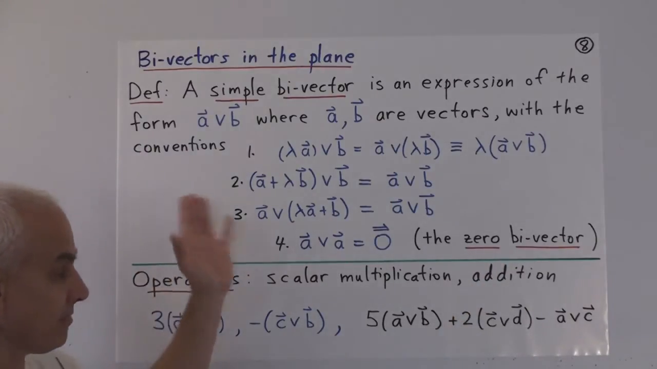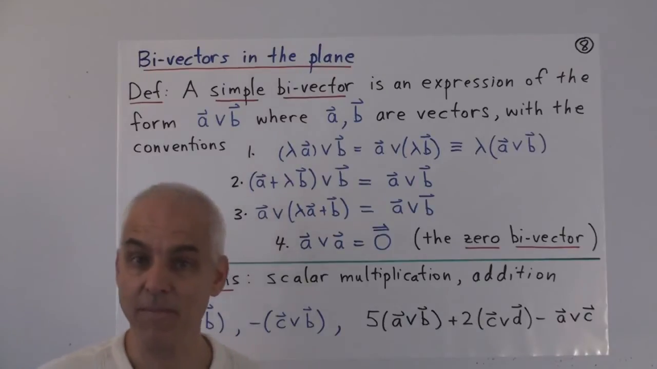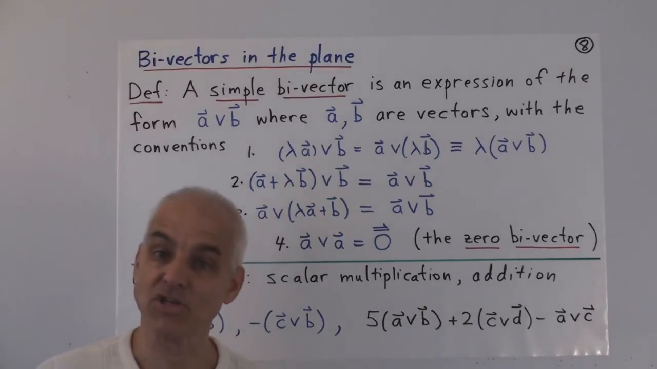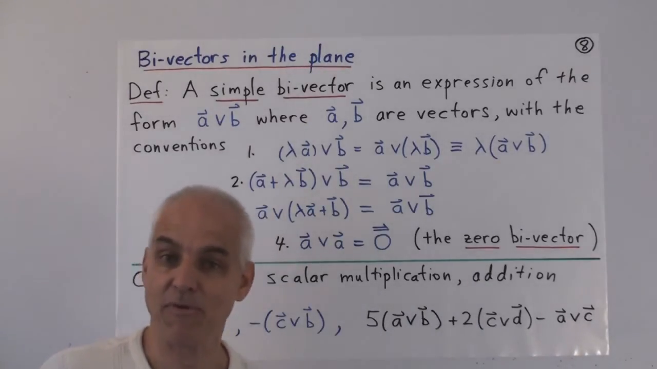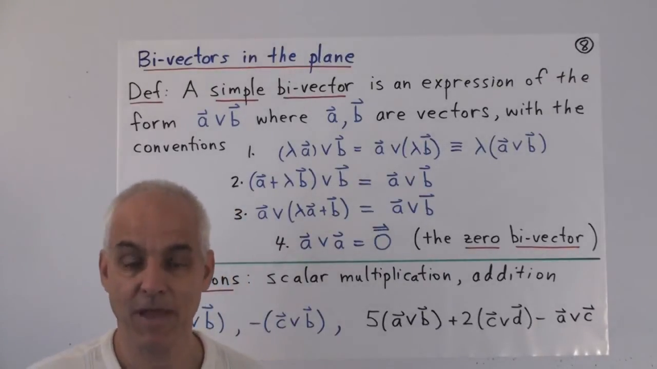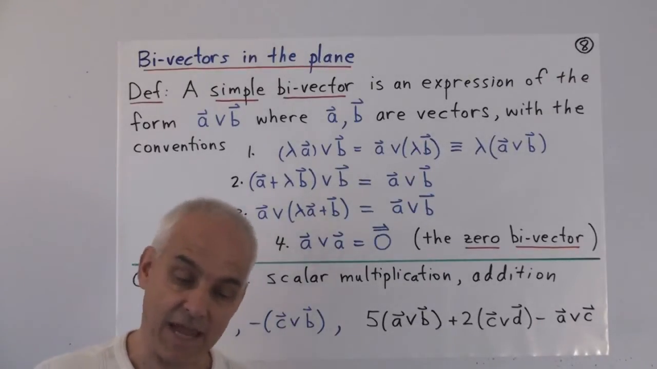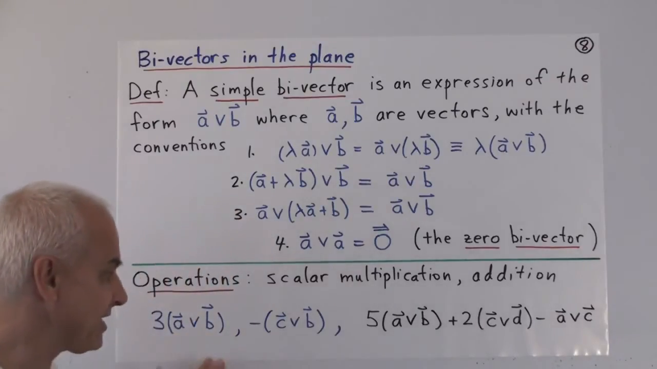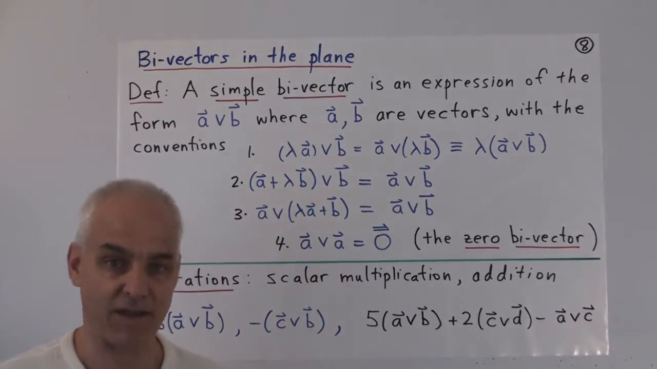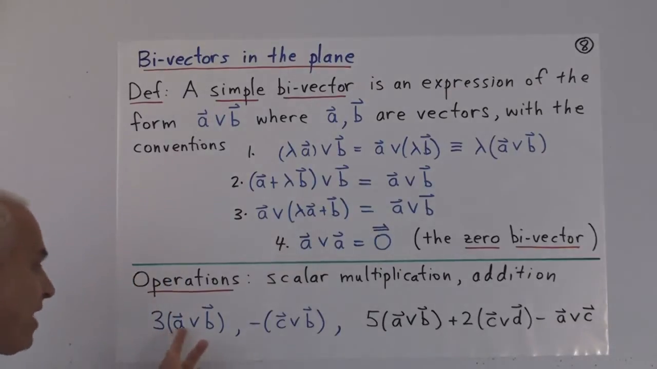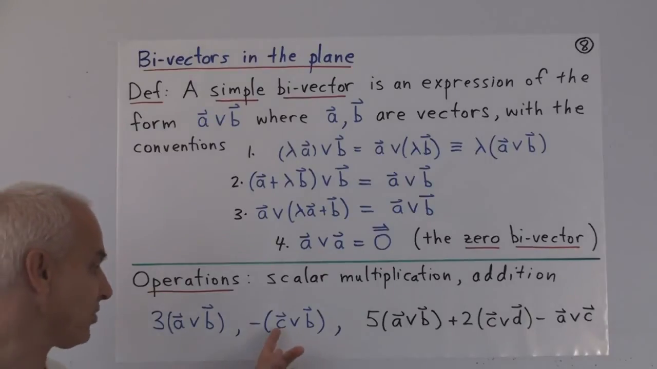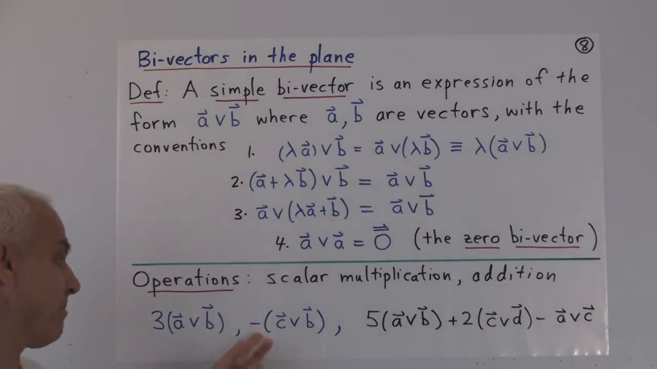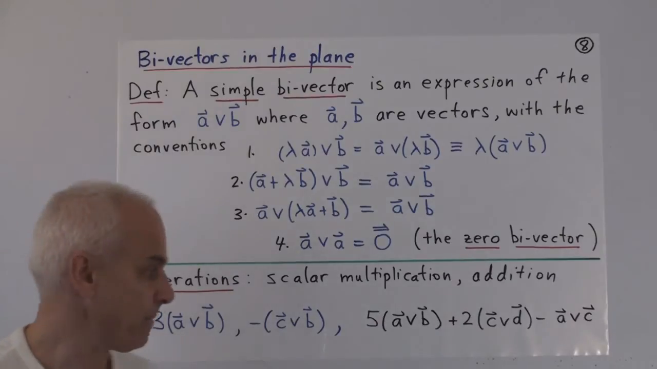Alright, so that's what a bivector is, and now what can we do with them? Well, we can perform operations on them much like we perform operations on vectors. What do we do with vectors? We can scale or multiply them, and we can add two of them. Well, that's the same kind of thing that we're allowed to do with bivectors. So if we have a bivector A wedge B, then we can form 3 times A wedge B. If we have a bivector C wedge B, we can form, say, minus C wedge B.